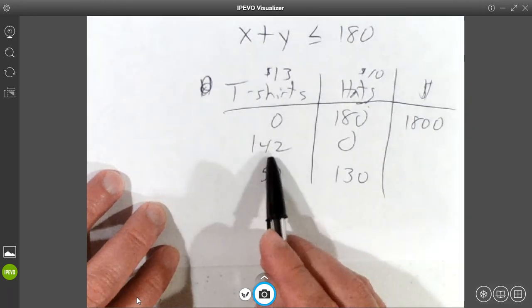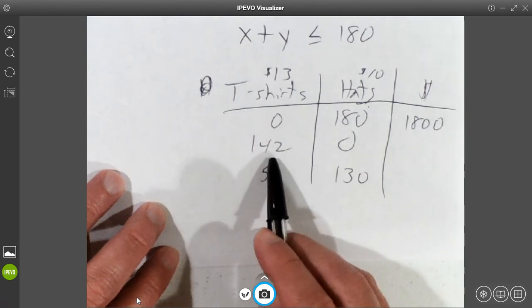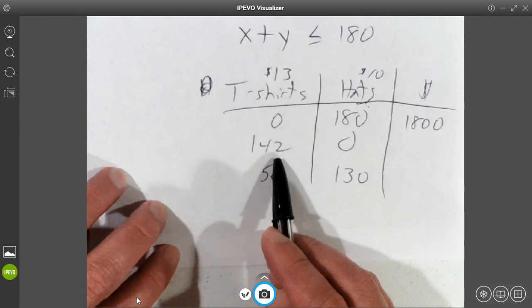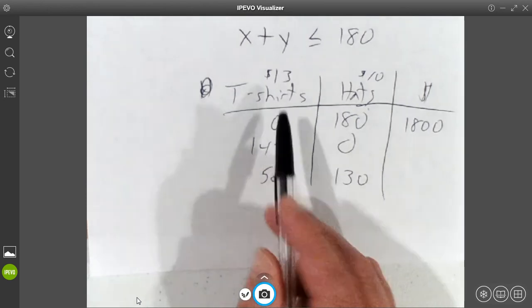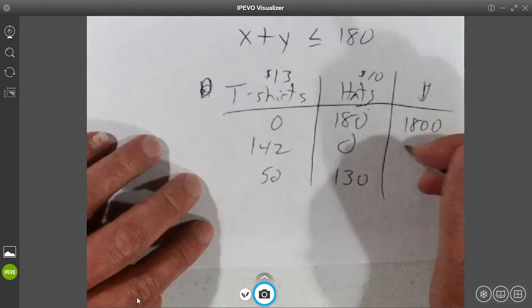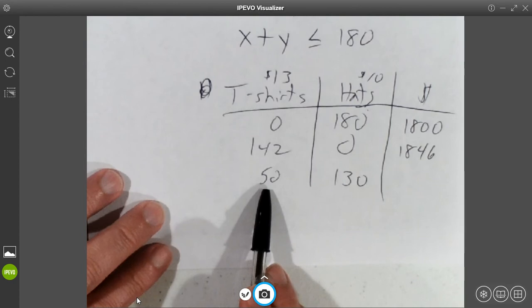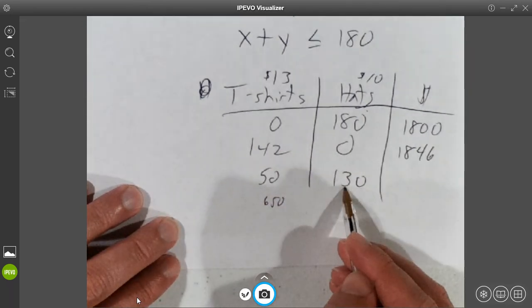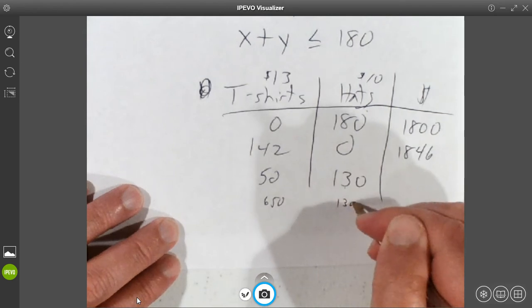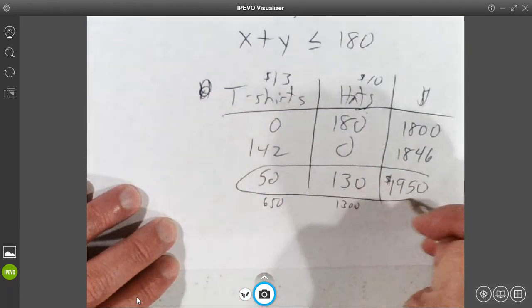Now if they make nothing but t-shirts, you might be asking, wait a minute, why didn't they go up to 180 here? Well, remember, they've only got $1,000 to spend. So 142 is the most they could make and still stay under that $1,000. But 142 t-shirts at $13 a piece is $1,846. Or they could make 50 t-shirts and 130 hats. 50 t-shirts at $13 a piece is $650. 130 hats at $10 a piece is $1,300. And I add those together, and it's $1,950. So there is that right amount.